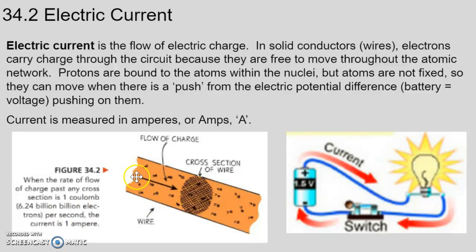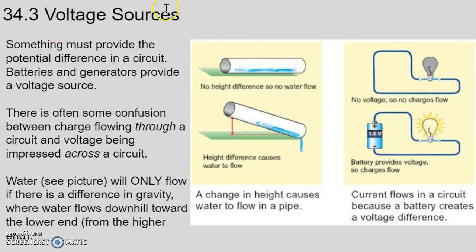It's simply just showing you that current is flowing, and this is a cross section of the wire. Current is flowing from left to right. It's simply flowing here. The electrons are already there. The battery is providing the push, and that's what we call voltage. So what is voltage? Well, voltage sources are something like this. Something must provide the potential difference in a circuit. Batteries and generators provide a voltage source.